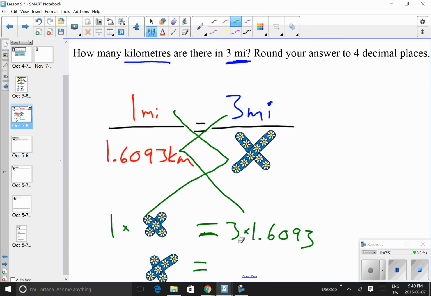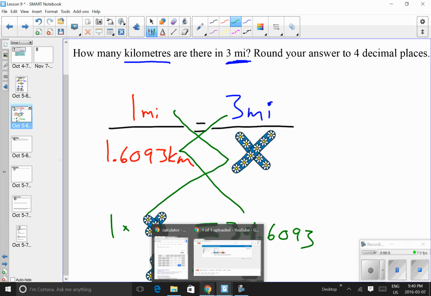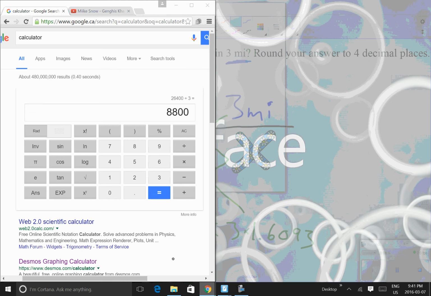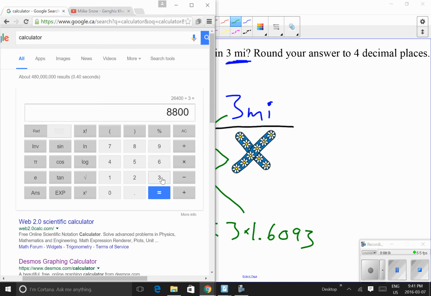On the other side, I've got 3 times 1.6093. I can't really do that in my head very well. I'm going to grab my calculator here. 3 times 1.6093. Boom. 4.8279.